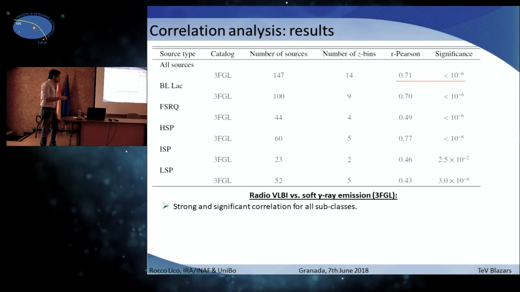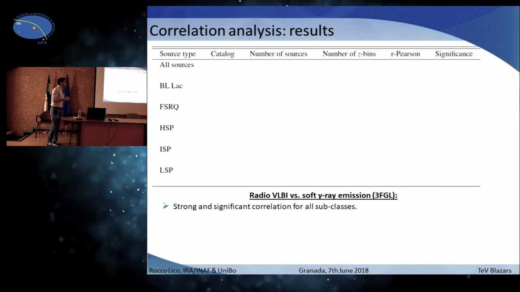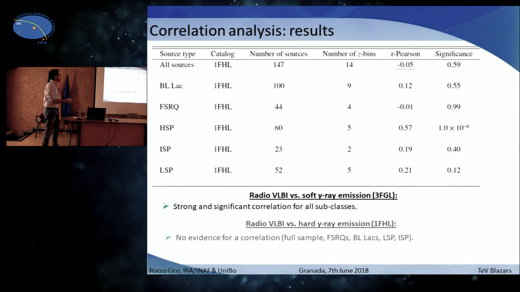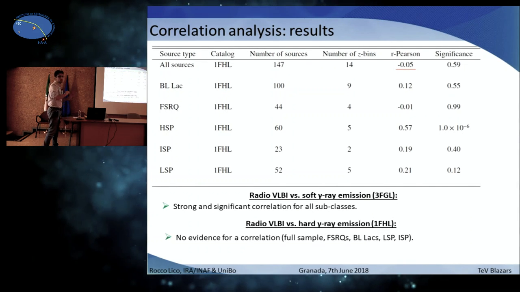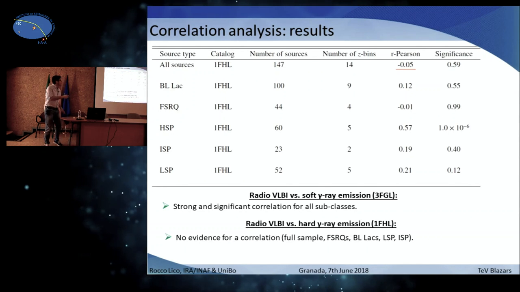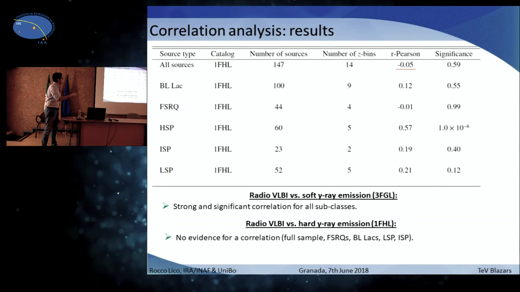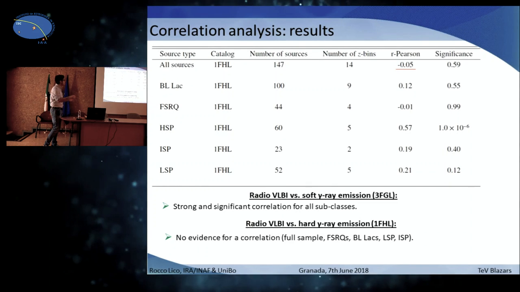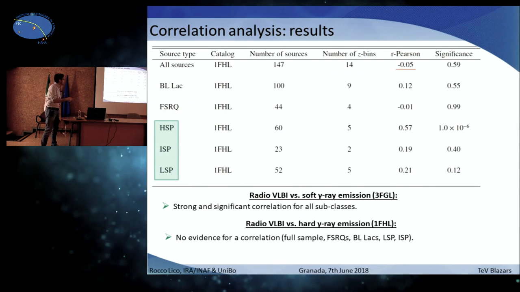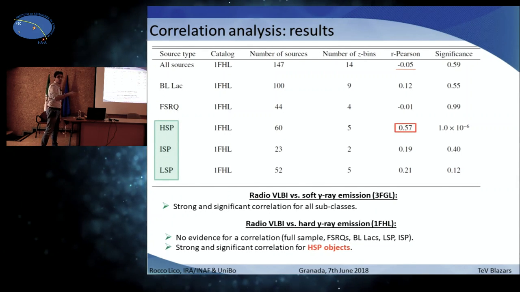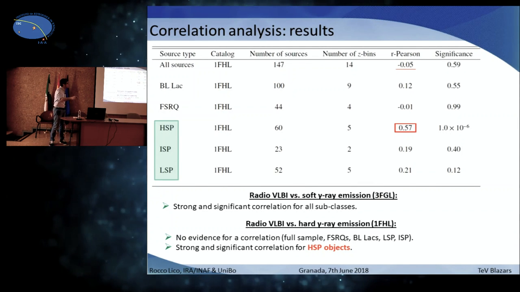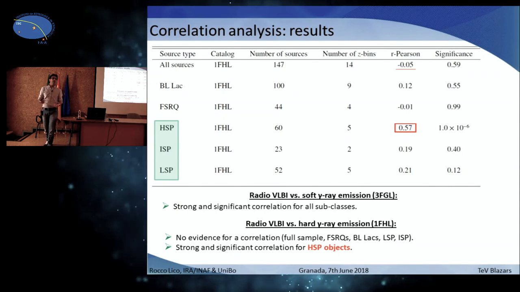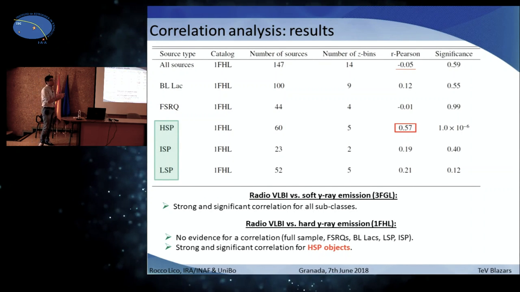Okay, let's see the results for the 1FHL, so for gamma ray energies above 10 GeV. Here the situation is very different. As you can see, the correlation totally disappeared for the full sample and also for the various subclasses, FSRQs and BL Lacs. But when we look at the spectral subclasses of low synchrotron peaked, intermediate synchrotron peaked, and HSP, we can see that intermediate synchrotron peaked blazars are the only blazar subclass for which we still find a quite strong and significant correlation, also above 10 GeV. That's very interesting, because this is the only subclass with this behavior.